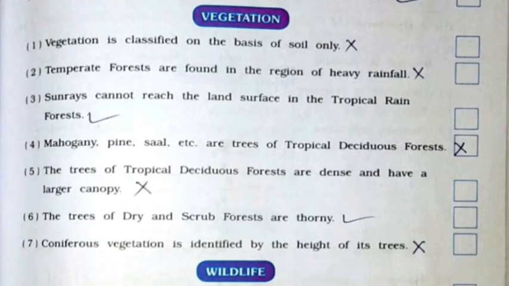First one, vegetation is classified on the basis of soil only. It is false. Second, temperate forests are found in the region of heavy rainfall. It is false. Third, sun rays cannot reach the land surface in the tropical rainforest. It is true. Fourth, mahogany, pine, sal, etc. are trees of tropical deciduous forest. It is false. Fifth, the trees of tropical deciduous forest are dense and have a large canopy.